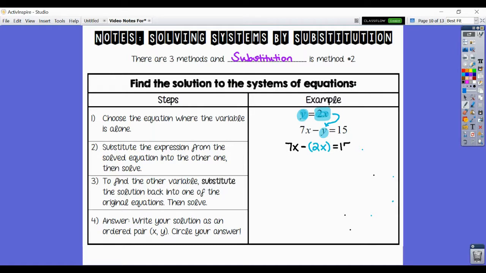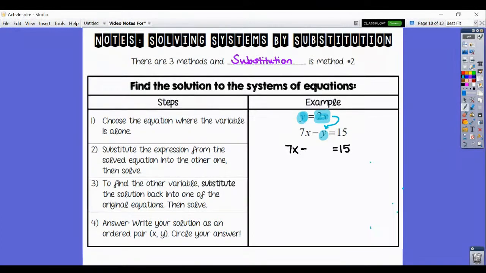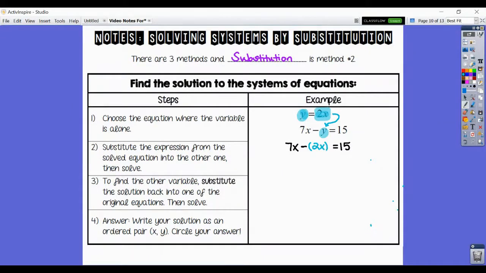And this is what it looks like. So what I did was I wrote my second equation here. Let's kind of back up a step. 7x minus y equals 15. And I erase y and replace it with what I know it's equal to, which is that expression of 2x.